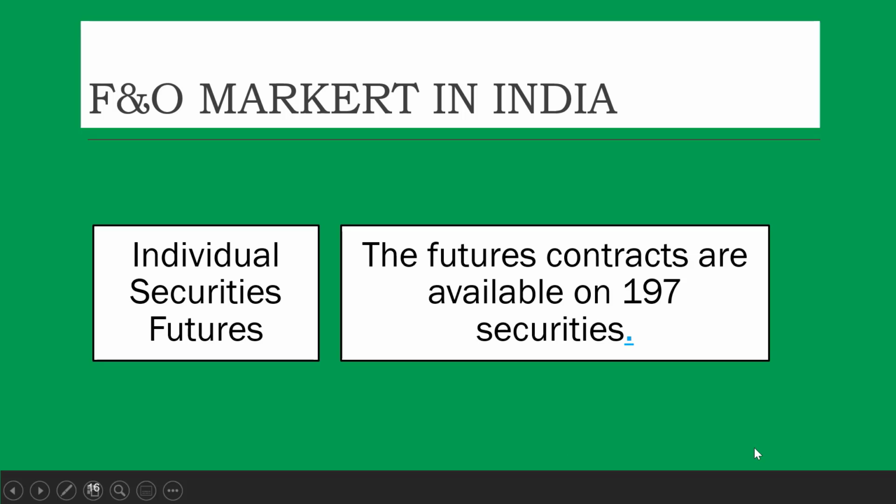Individual securities futures. The futures contracts are available on 197 securities. There are about 5,000 shares in India, so out of that, only 197 securities are available on futures. Let's see what those are.